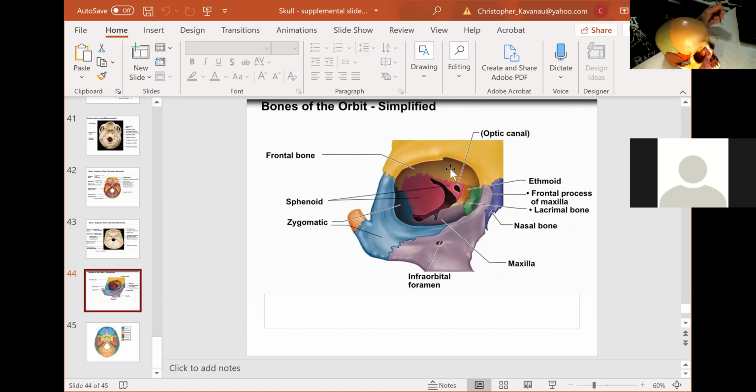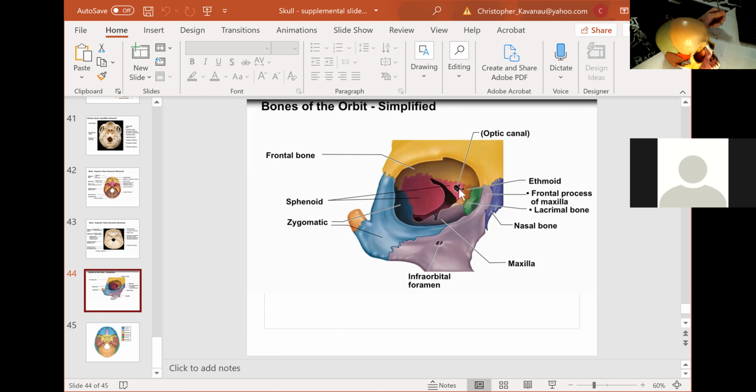All right, the bones of the orbit, we've looked at those. Remember, the zygomatic bone forms the lateral wall of the orbit. The maxilla forms the floor of the orbit. The frontal bone forms the roof of the orbit. And we looked at that little lacrimal bone. Importantly, the sphenoid bone forms the posterior aspect of the orbit, shown here in pink. This hole here is called the optic canal.